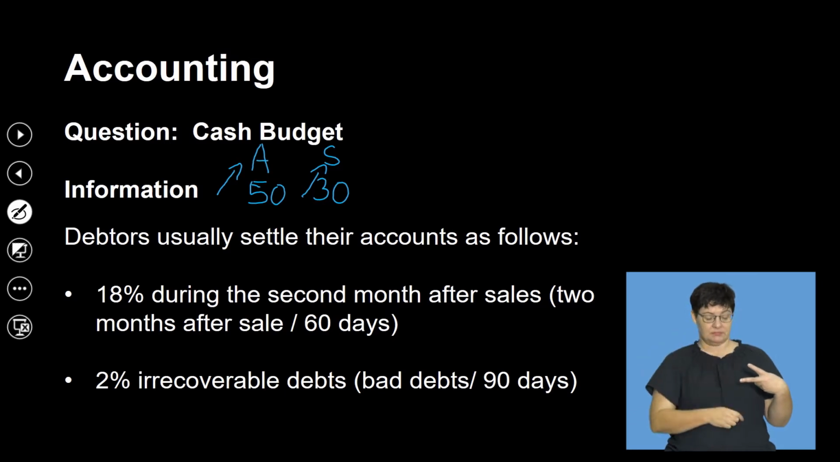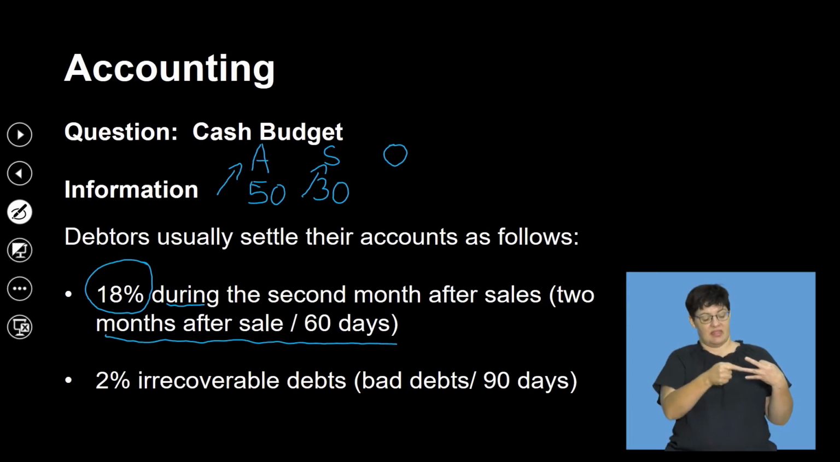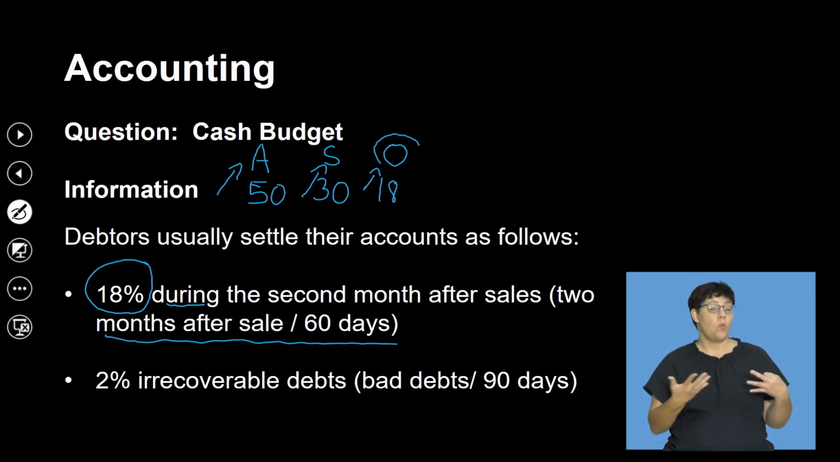Now we come to the third month, which is October, right? And 18% of your debtors will settle during the second month after the sale month. That means 2 months after the sale, which is your 60 days. So clearly you can see the 18% is now in the month of October.